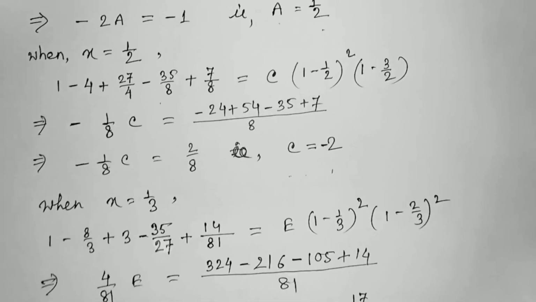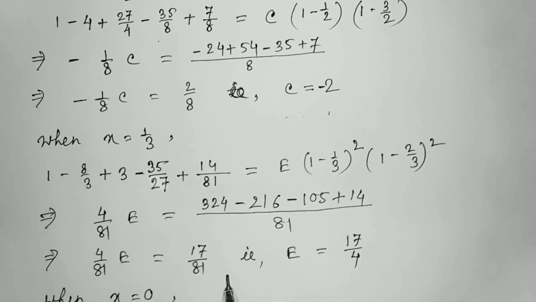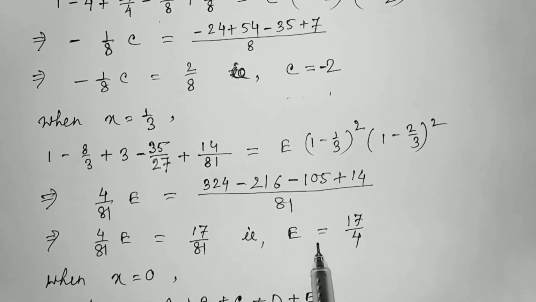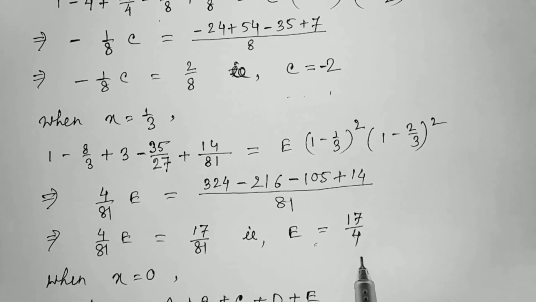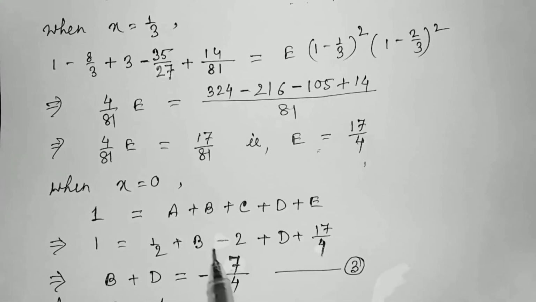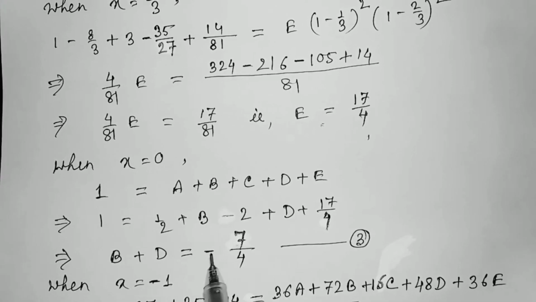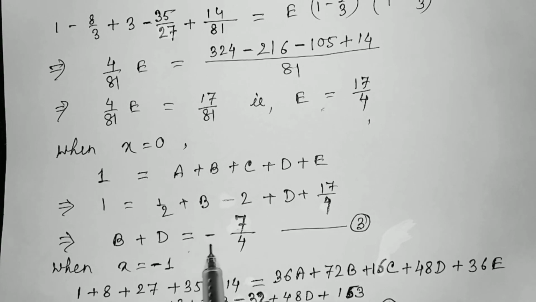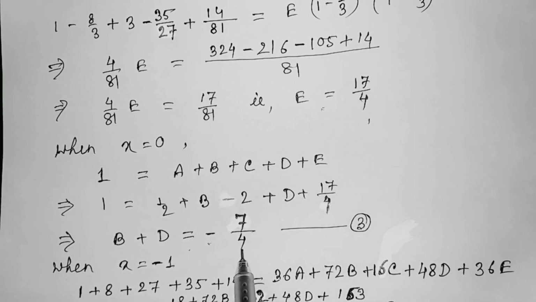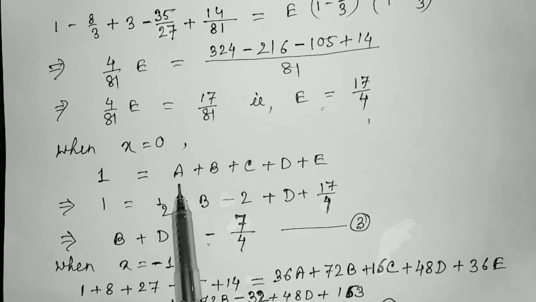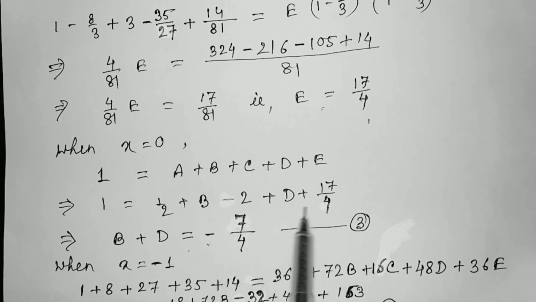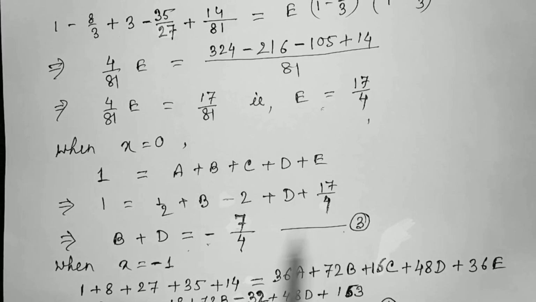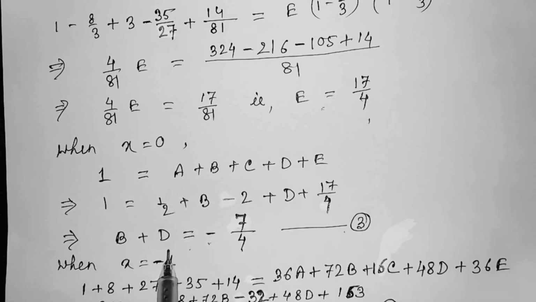Then when x equals 1 by 3, we find the value for e, which is 17 by 4. Now when we substitute x equals 0, we find from equation number 2 that b plus d equals minus 7 by 4. Because we know the values of a, c and e already, we substitute these values in this equation. So we get another equation, let it be 3, in terms of b and d.